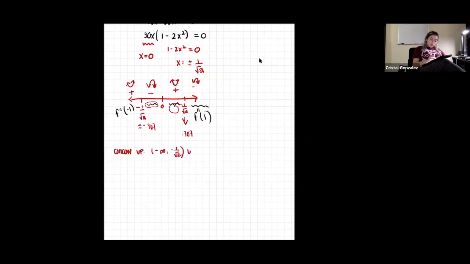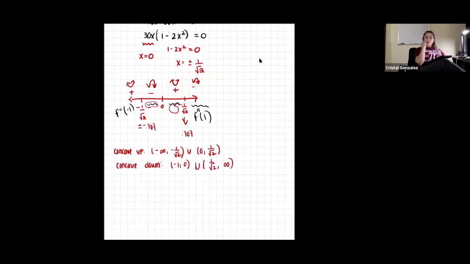And then we're going to union that with our other interval of concave upward, which is right here, from 0 to 1 over root 2. And then for concave down, we'll do negative 1 to 0 and union that with 1 over root 2 to infinity.